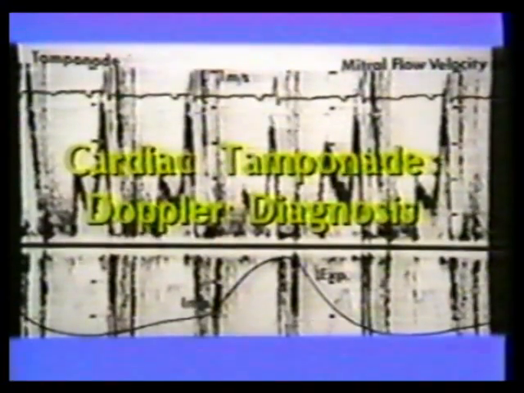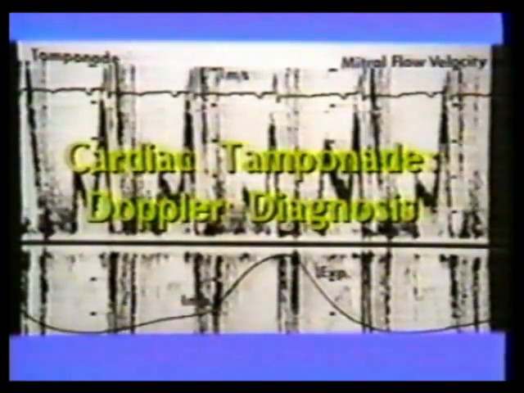Doppler echocardiography can be used to diagnose tamponade, even in cases which do not demonstrate RV or RA collapse on 2D exam. Pulsed wave Doppler abnormalities parallel the unique hemodynamic abnormalities associated with tamponade.